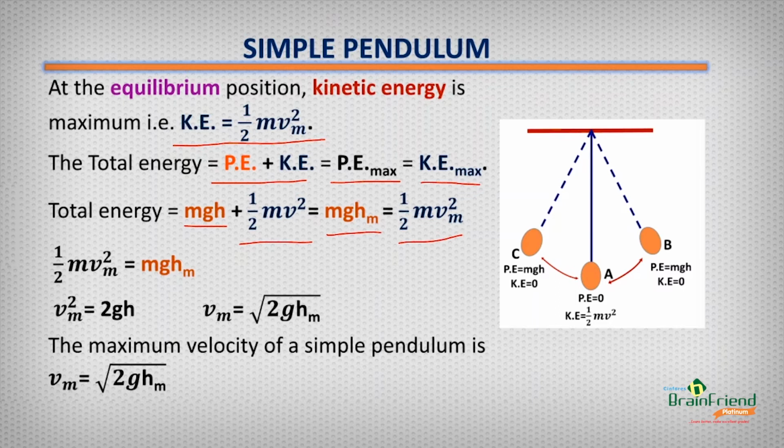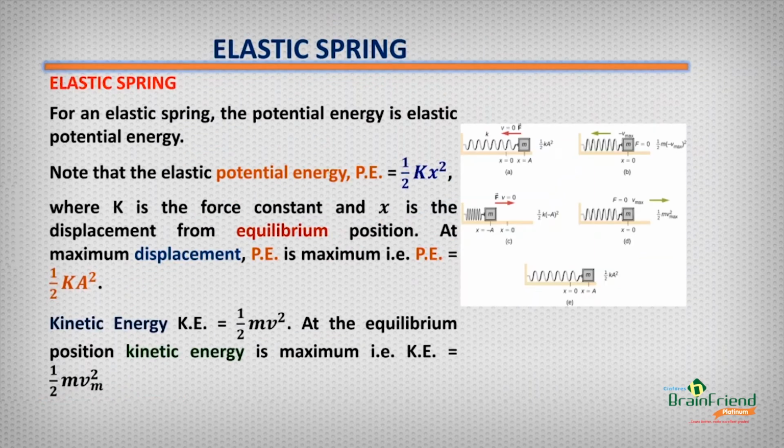When we equate these two expressions, we have half m v_m squared is equal to mgh_m, and if we divide both sides by m, we will have v_m squared is equal to 2gh_m. And when we take the square root of both sides, we will be left with v_m is equal to the square root of 2gh_m. Therefore, the maximum velocity of a simple pendulum is v_m equal to the square root of 2gh_m.